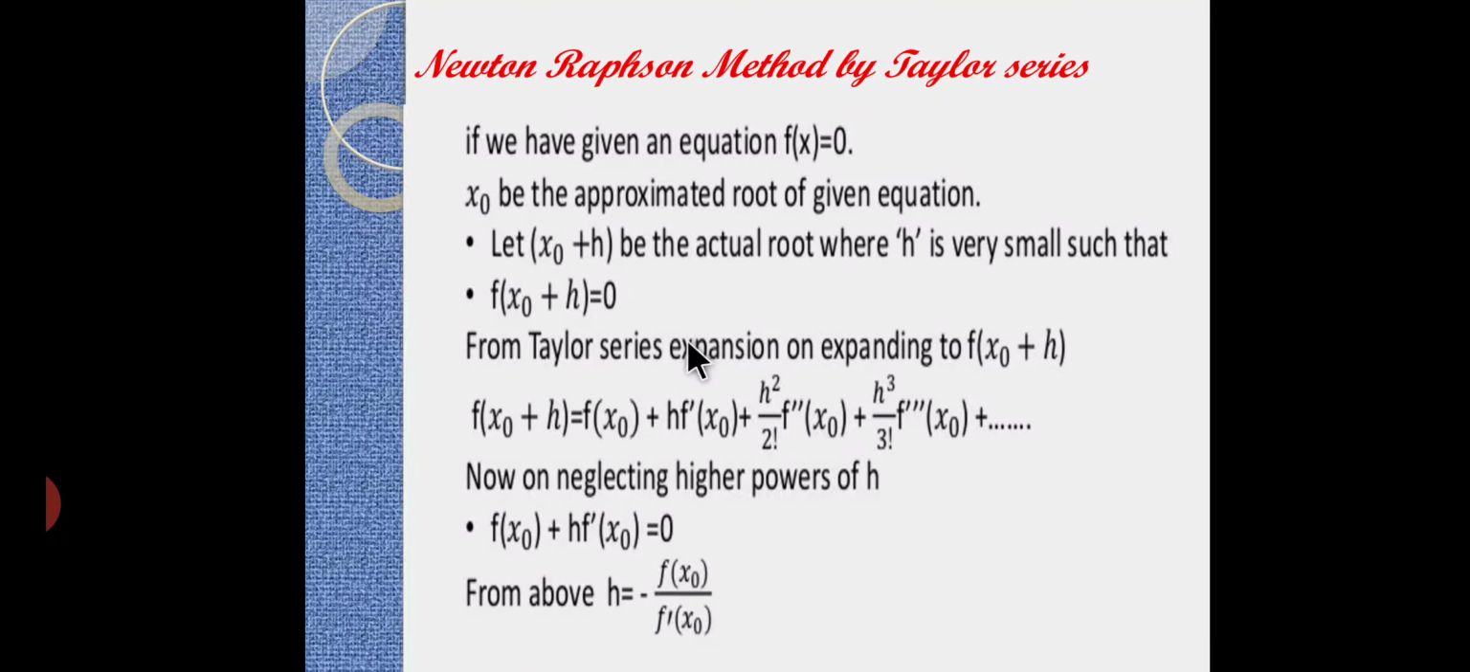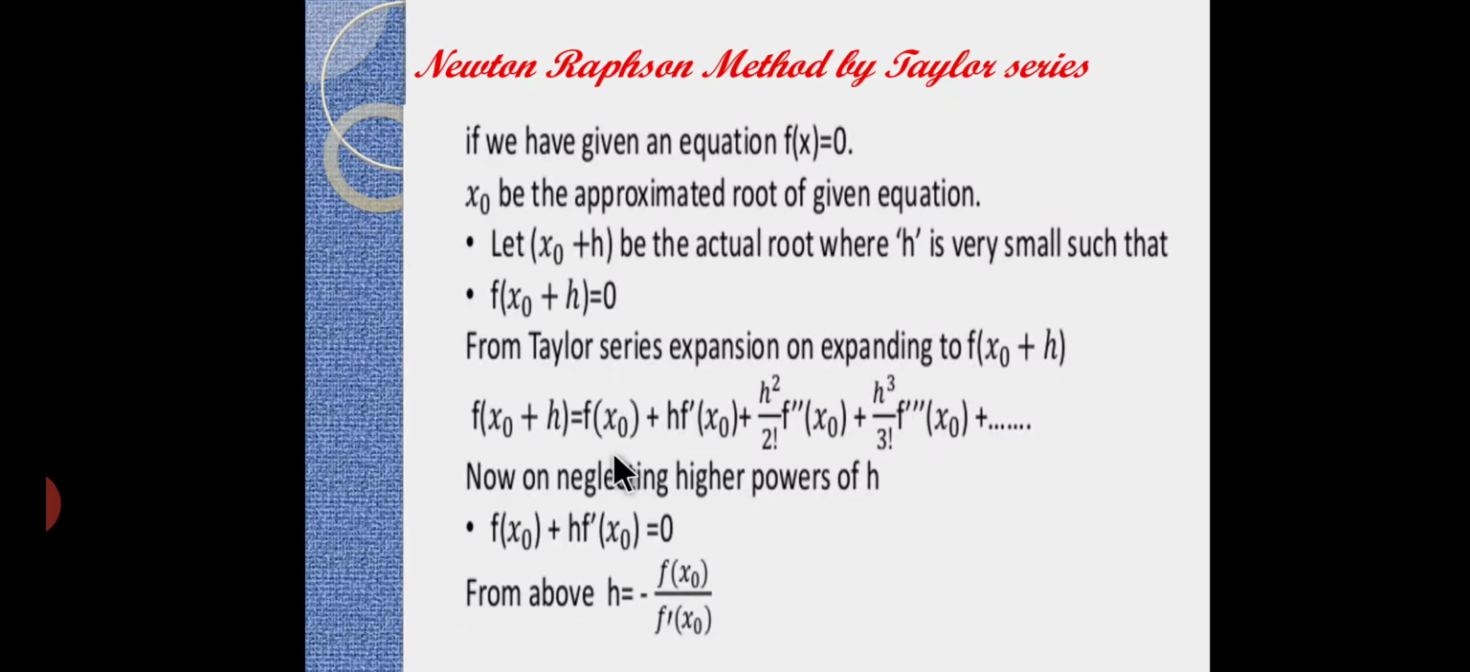So here x minus x naught is equal to h, from that x is equal to x naught plus h. So f of x naught plus h is equal to 0. If we write the Taylor series around x naught, then we can write f of x naught plus h is equal to f of x naught plus h f dash of x naught plus h square by 2 factorial f double dash of x naught plus h cube by 3 factorial f triple dash of x naught plus and so on.